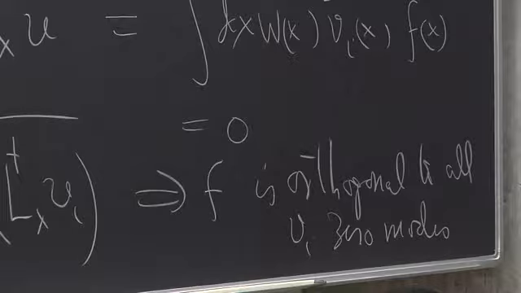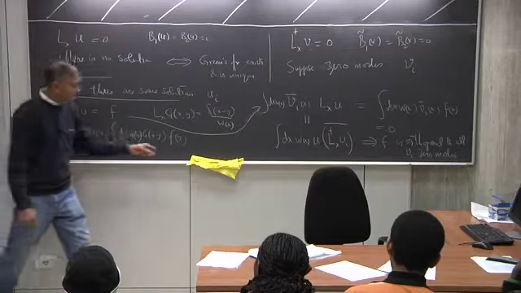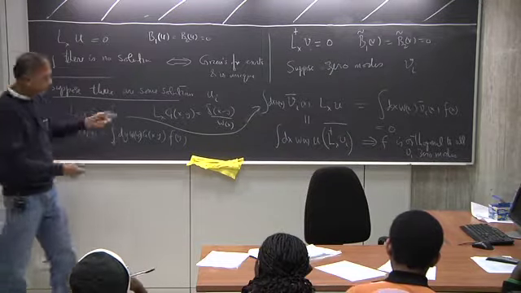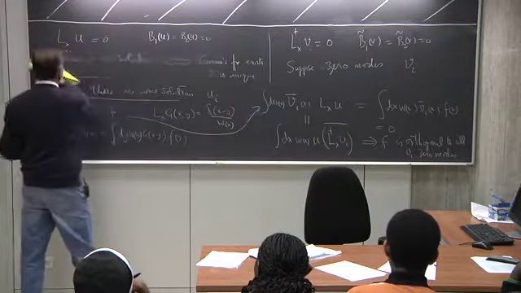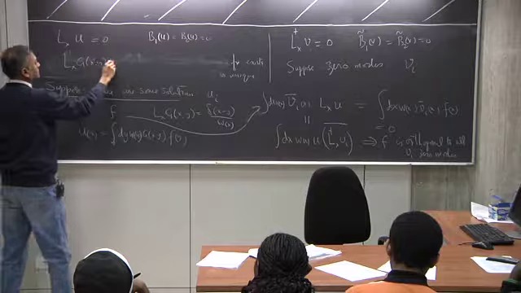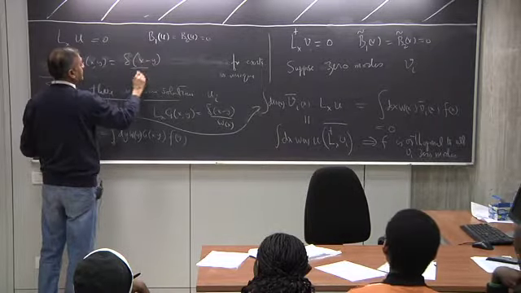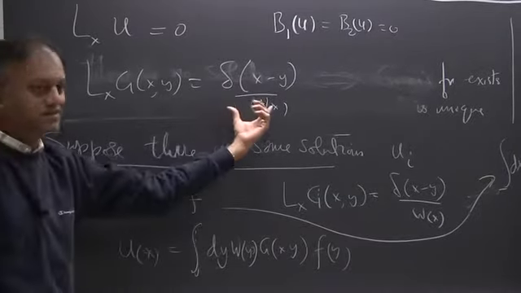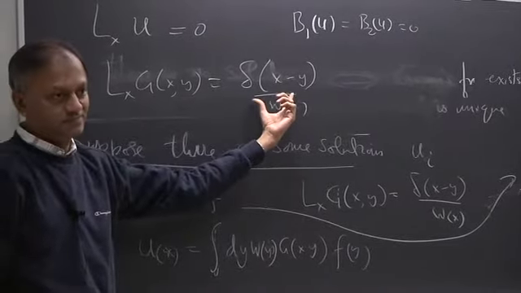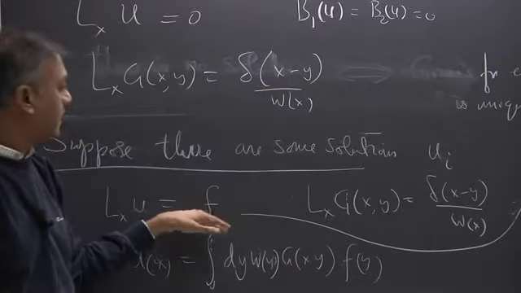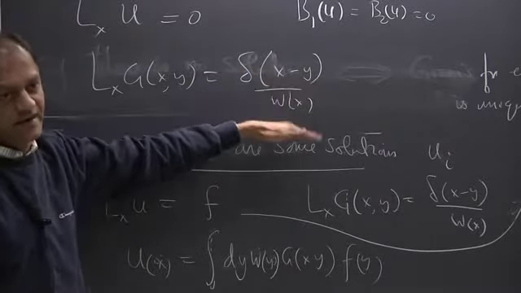But this argument also explains why there is no Green's function in this case. In fact, we already know it, but from this point of view you can see more clearly why there is no Green's function, because the Green's function equation is Lx of g(x,y) equal to delta(x minus y) divided by w(x), right? After all, this equation is essentially the same as that. There is an inhomogeneous term. Instead of f, you have this delta function. So it's again an inhomogeneous equation, except the right hand side is not an arbitrary function, it's a Dirac delta function divided by the weight function.